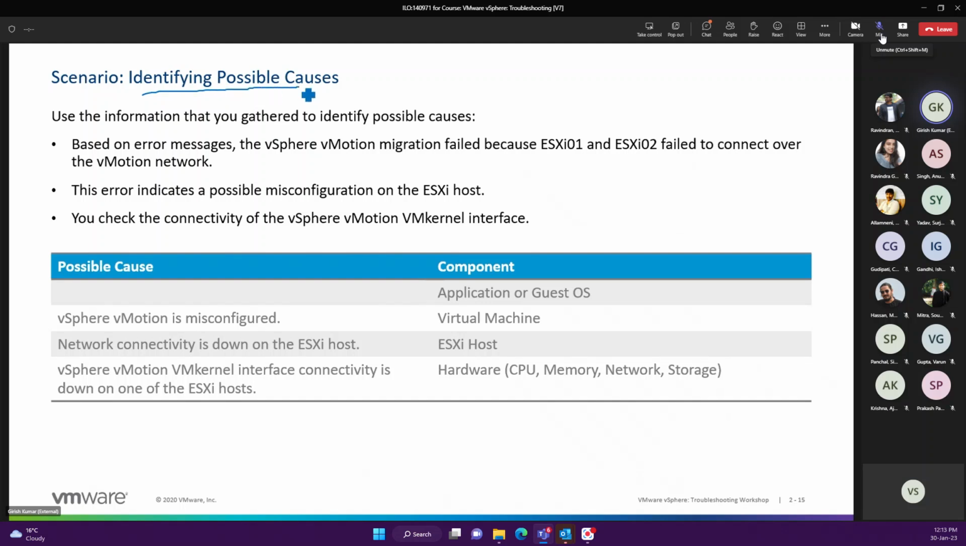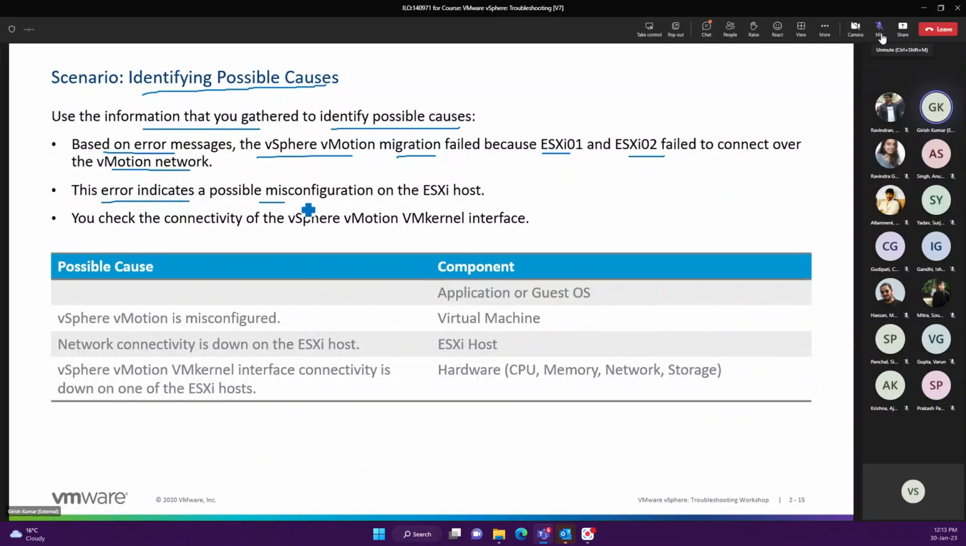Scenarios: identifying possible causes. Use the information that you get to identify possible causes based on the error message. vSphere vMotion migration failed because ESXi 0102 failed to connect over the vMotion network. Other networks might be correct. They are still able to communicate with vCenter Server. For vCenter they need vmk0, that is no problem. Storage, they have proper access. Only the vMotion network has a problem.